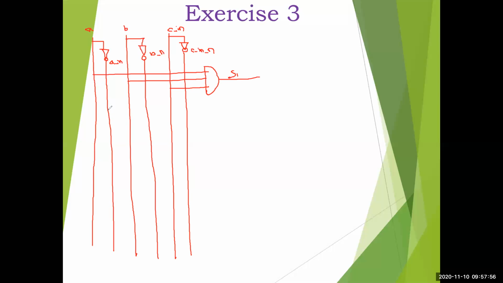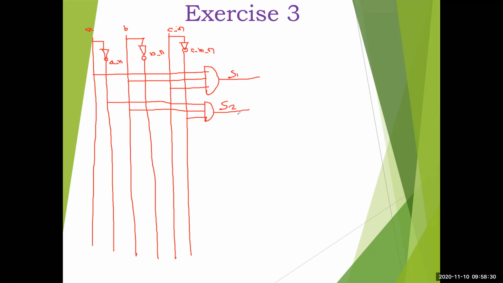Next you have A bar. A bar means you have to use the complement line. So you draw the A bar. It should be neat here. Then you have B, and then C in bar. So C in bar is here. Connect the second AND gate, so you'll get the second output, S2.